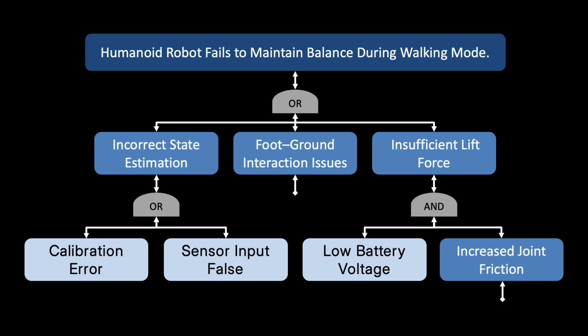So that is an example of a fault tree analysis that can help analyze the issue of a humanoid robot failing to maintain balance during walking mode.